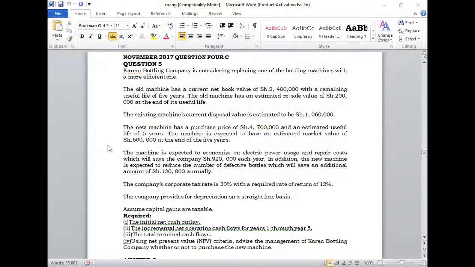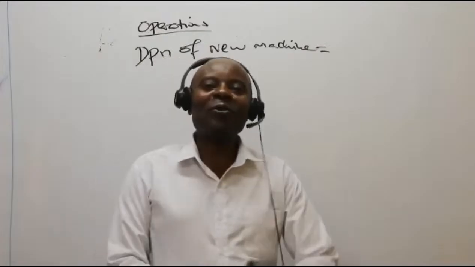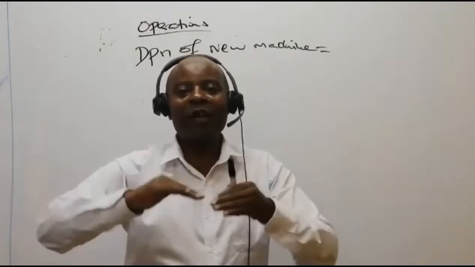So we are told here, the new machine has a purchase price of 4,700 and an estimated useful life of 5 years. The machine is expected to have an estimated market value of 600,000 at the end of 5 years. Remember, unless we are told otherwise, depreciation is straight line. You take the initial cost of the machine minus the scrap, all over the number of years.